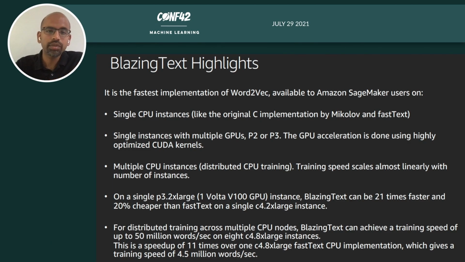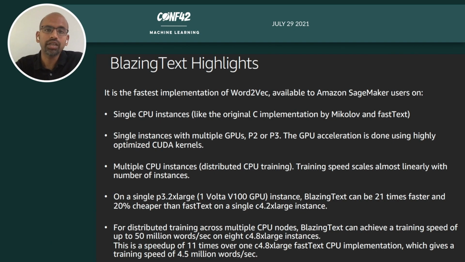These are some of the highlights of BlazingText that I would love to point out. As I said, you can run with single CPU instances. You can run with multiple GPU acceleration if needed. And the interesting thing that you would see from the slide is it can be 21 times faster and 20% cheaper than fastText on a single C4. And if you go down the distributed training route, it can achieve a training speed of up to 50 million words per second. Now, this is a speed of 11 times over one C4 instance that we saw in the previous one, which is amazing.